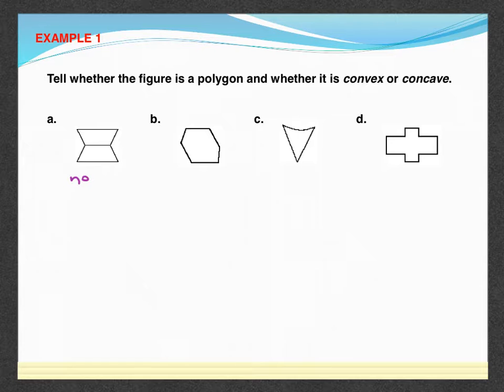B, is that a polygon? Yes. Is it convex or concave? Convex. If I extend those sides, it's not going to intersect in the center, right? And how many sides? 6, right? Which makes it a hexagon. It's okay. It's early to be asking you to count.